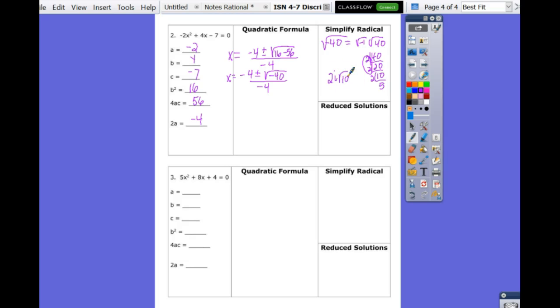and then you reduced and got 2i times the square root of 10. And that gets substituted in for the negative 40, right? So I'm going to separate these two when I do this. So I have negative 4 over negative 4 plus or minus. So what is negative 4 divided by negative 4? 1. And then now what happens?